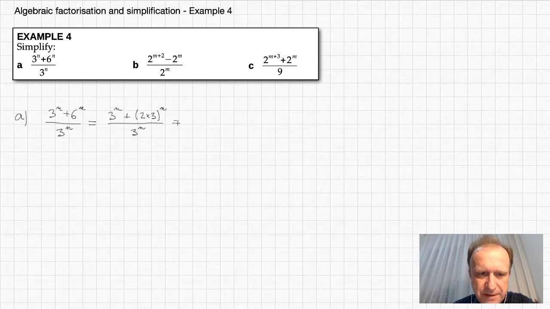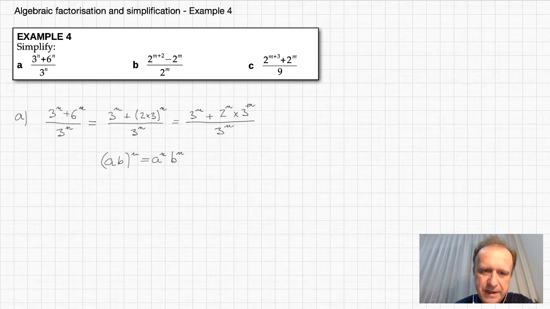Now, another step is to use the law: ab to the power of n equals a to the power of n times b to the power of n. It's the power law, so let me apply it for this second term in the numerator. So it's 3 to the power of n plus 2 to the power of n times 3 to the power of n, divided by 3 to the power of n.